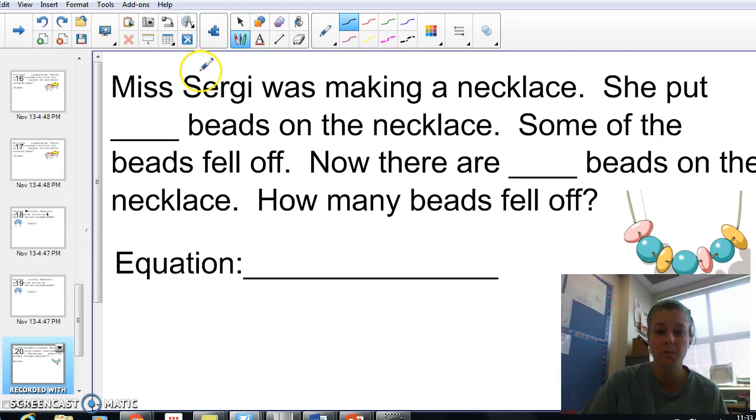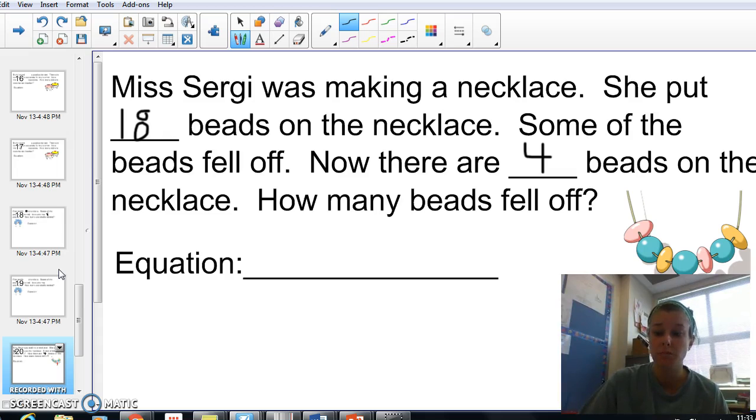Last one, Miss Sergi was making a necklace. She put 18 beads on the necklace. Some of the beads fell off. Now there are 4 beads on the necklace. How many beads fell off? Pause the video, write your equation, pick a strategy, and write your answer.